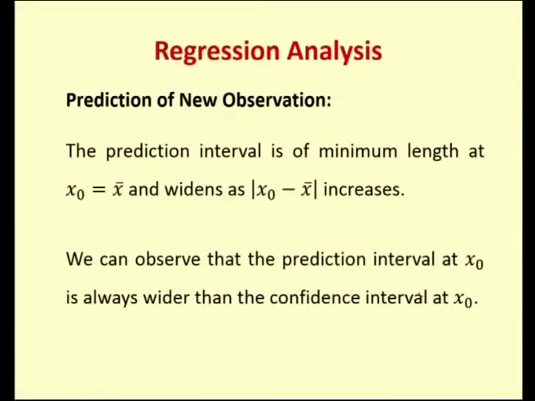The prediction interval is of minimum length at x naught is equal to x bar and widens as x naught minus x bar increases. We can observe that the prediction interval at x naught is always wider than the confidence interval at x naught. And we have one more method, called the method of maximum likelihood, which is also used to estimate the unknown parameters beta naught and beta 1.